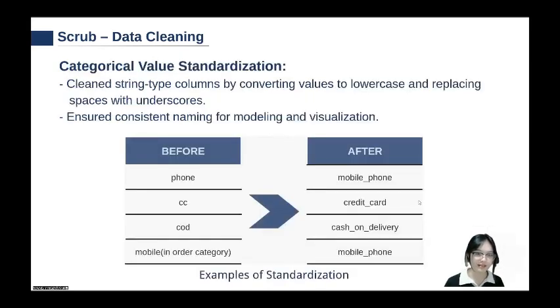Finally, we standardized categorical variables. We converted text values to lowercase, replaced spaces with underscores, and ensured similar values were merged. This ensures our data is cleaner and more suitable for machine learning models.